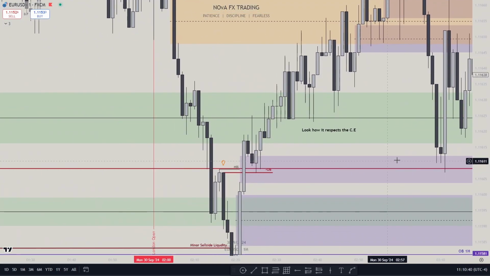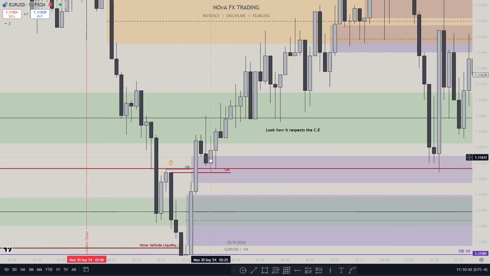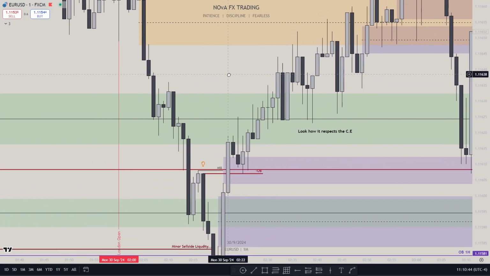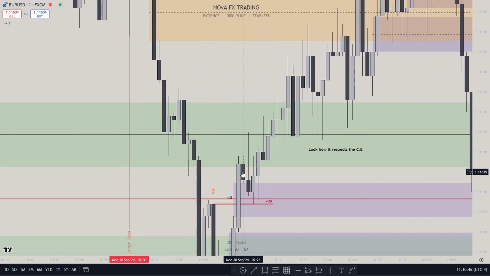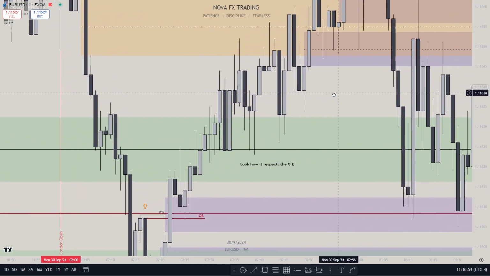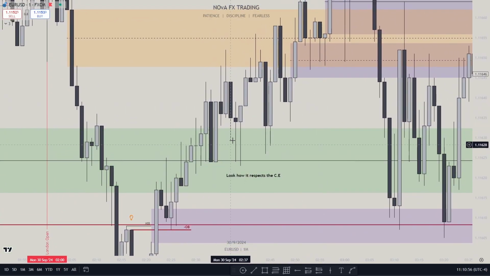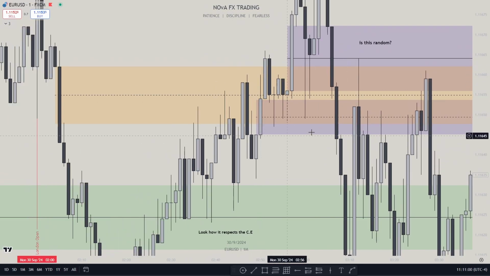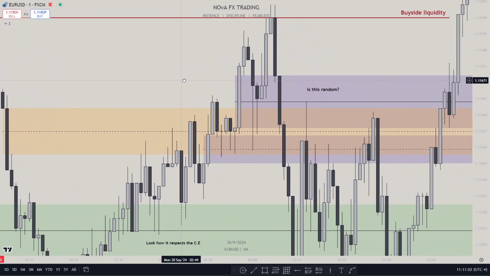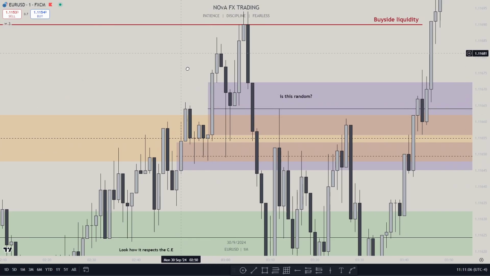So yeah, we got our first entry there, and look how beautifully it is respecting this 15 minutes fair value gap. Look how beautifully it's respecting this fair value gap. Okay, so it went up, touched this consequent encroachment, came down, went up, came down, and then it made some fair value gaps in here, also there.